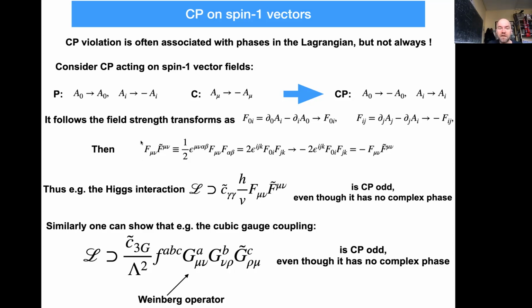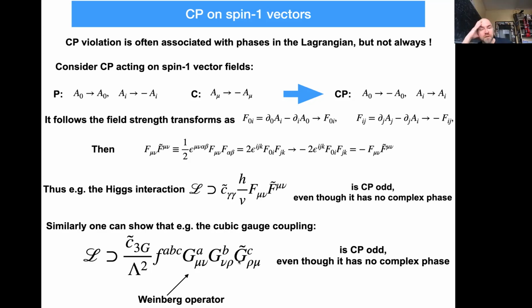So this combination F F-twiddle turns into minus F F-twiddle under CP. So for example, interactions where the Higgs boson couples to F mu nu F-twiddle mu nu, this is a CP odd interaction. Another example of a CP odd interaction is the so-called Weinberg operator. Many things are called Weinberg operators in quantum field theory, but this is also called the Weinberg operator. If you take 3 gluon fields, but you put a twiddle on one of them, then again it will be a CP odd operator.